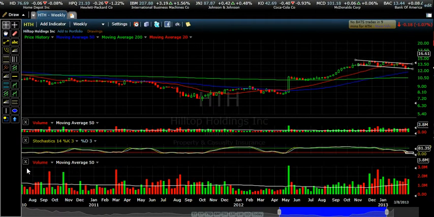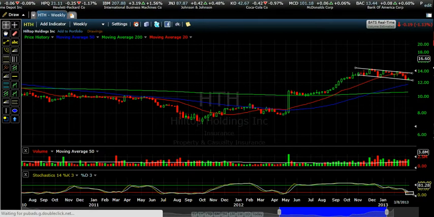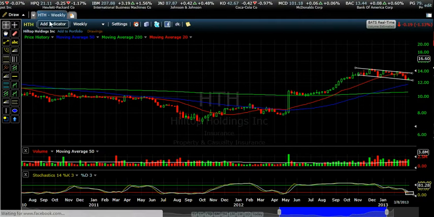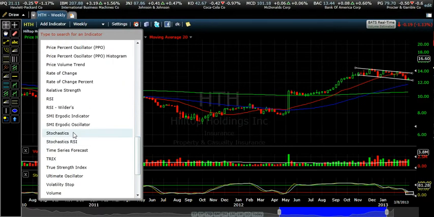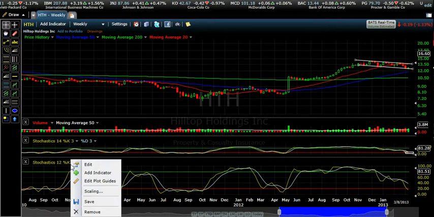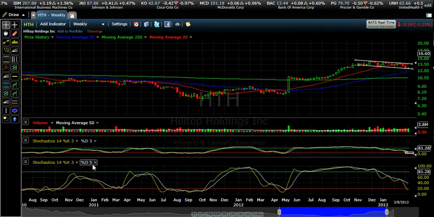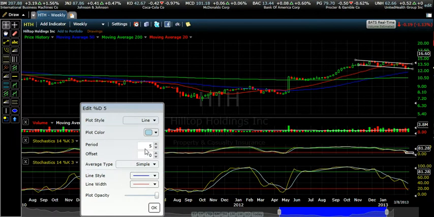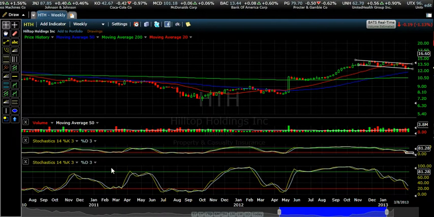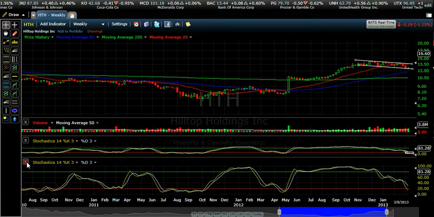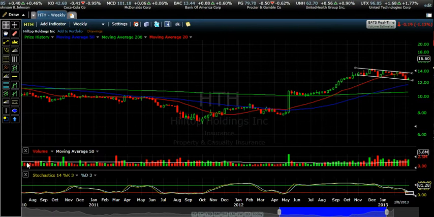And next I will add the stochastics. And again, I go to add indicator, click stochastics, and then you can edit it. I use the 14, 3, 3, and if you're anything like me and you want to understand what you're using and what this means and how the stochastics is calculated, I would suggest going on Wikipedia and just looking it up.